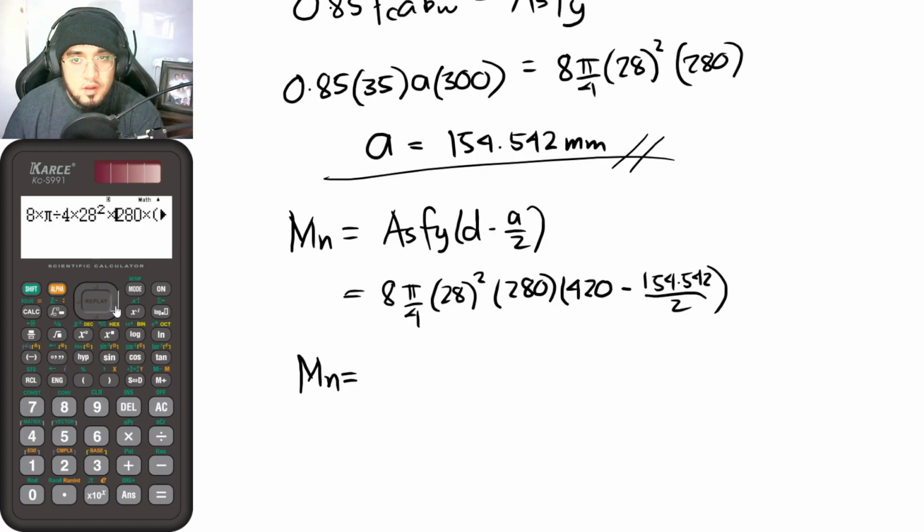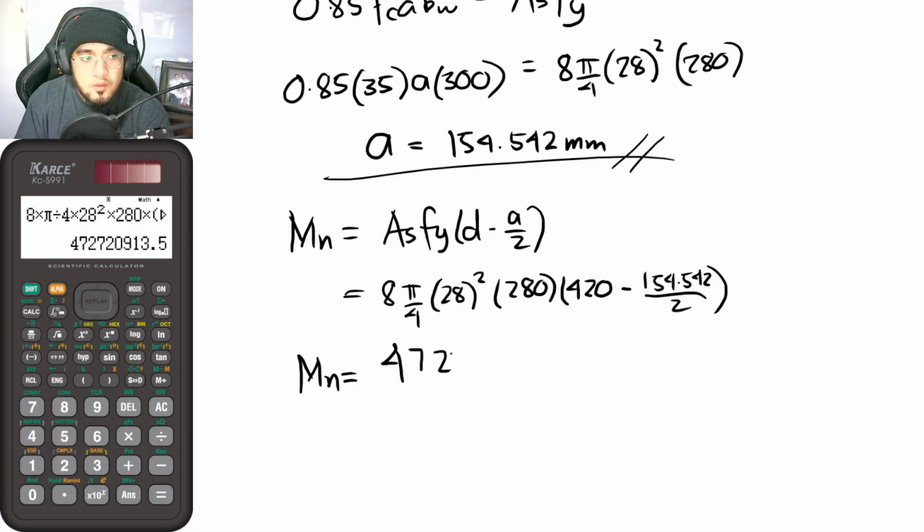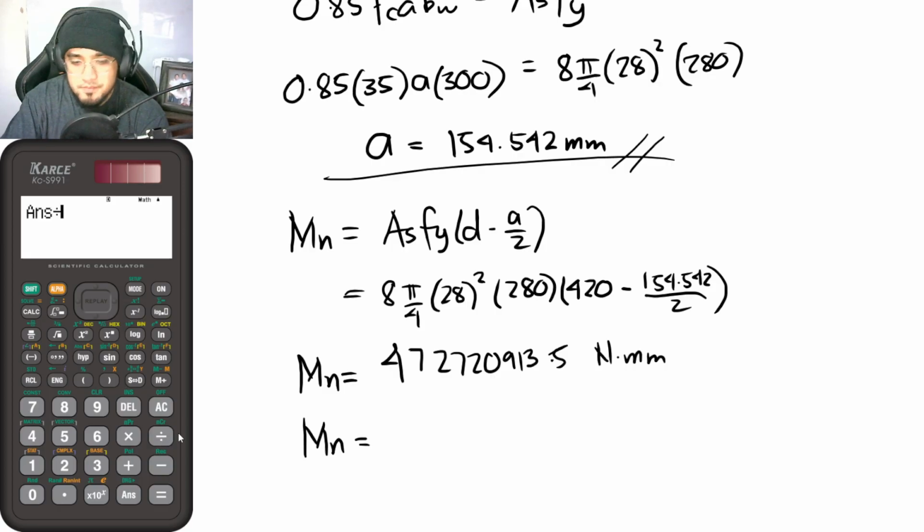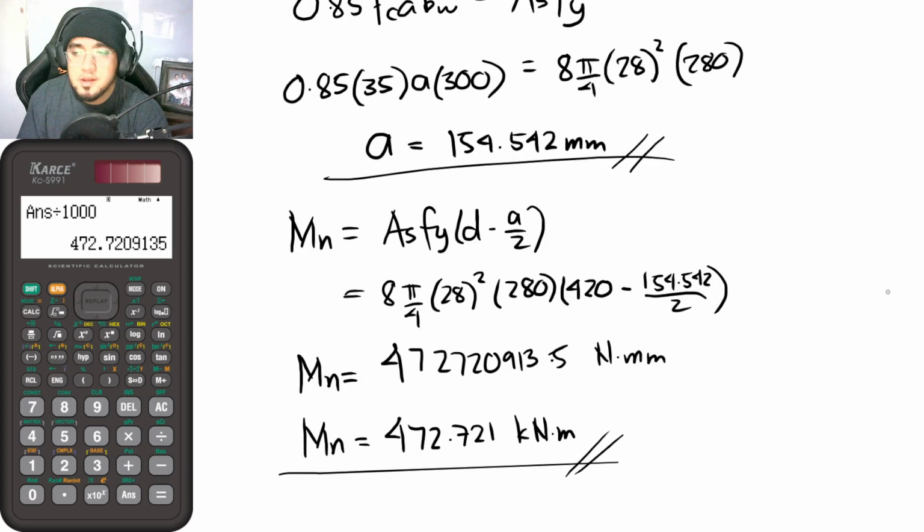So 8 times pi over 4 times 28 squared times 280 times 420 minus 154.542 divided by 2. So this is now equal to 472720913.5 Newton millimeter. If you would now be dividing this by 1 million, so divided by 1,000 divided by 1,000, that is 472.721 kilonewton meter. So this is now its nominal moment.